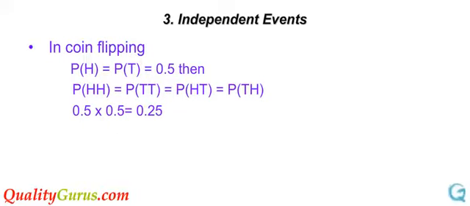If we flip a coin, the probability of getting a head or a tail is 0.5. If we flip 2 coins, then the chance of getting a head or a tail for 1 coin does not affect the same for the second coin. So the probability of getting 2 heads, for example, is 0.5 times 0.5, and that is 0.25.